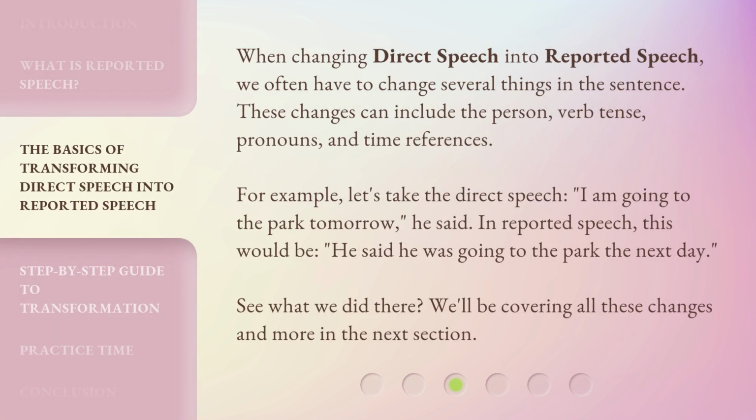When changing direct speech into reported speech, we often have to change several things in the sentence. These changes can include the person, verb tense, pronouns, and time references. For example, let's take the direct speech, "I am going to the park tomorrow," he said. In reported speech, this would be, "He said he was going to the park the next day." See what we did there? We'll be covering all these changes and more in the next section.